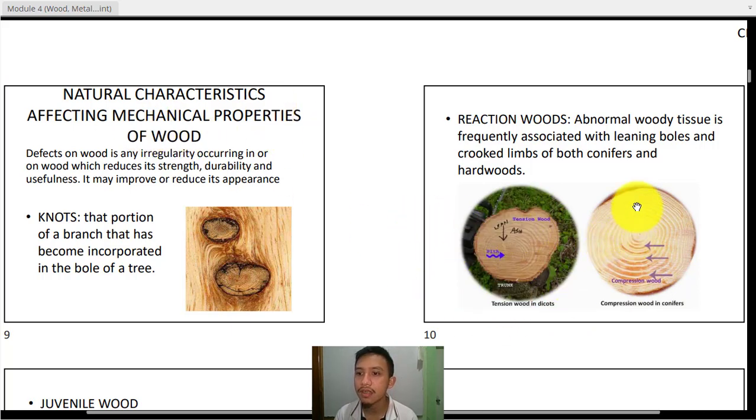Because of course the density of each of these annual rings will be different due to the irregularity of the distribution. Okay, so for example, we want to estimate the strength of a certain cross section of a lumber that is cut from this tree. Then you cannot predict that uniformly, because the distribution or the strength of each of these layers is different due to these reaction woods.